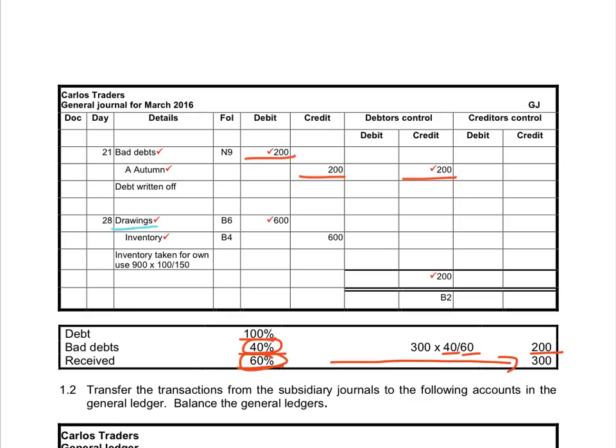Drawings will be debited, so the owner has two accounts: capital when he contributes money to the business, and if he takes money or goods from the business, it will be recorded in the drawings account on the debit side. The inventory account will be credited to decrease the value of inventory, and we will use our profit percentage to calculate what is the cost price.